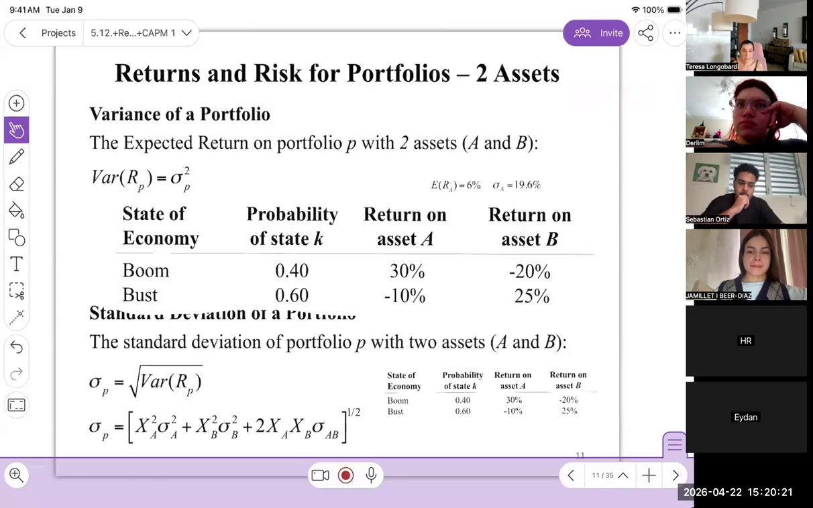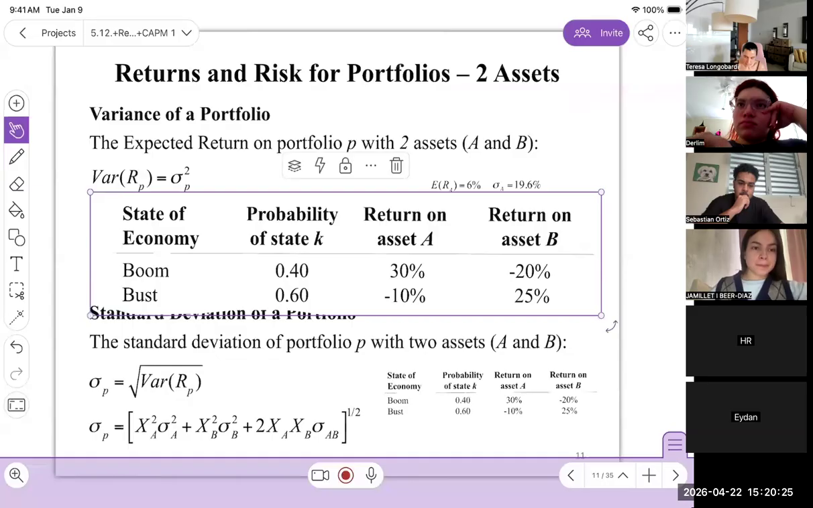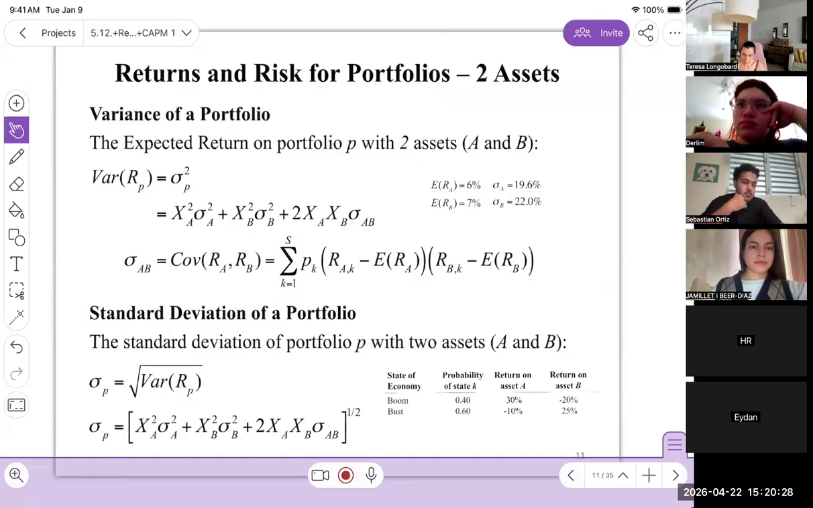Calculate the, oh, I have to get rid of this. Calculate the covariance.